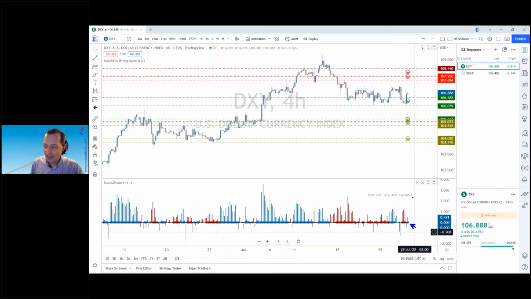And here AutoClimate is telling you that if you become a buyer, where the current status of the climate is 1, then the duration for an up climate is supposed to be, based on statistics, 7.42 candles, 4 hour each, on the way up.